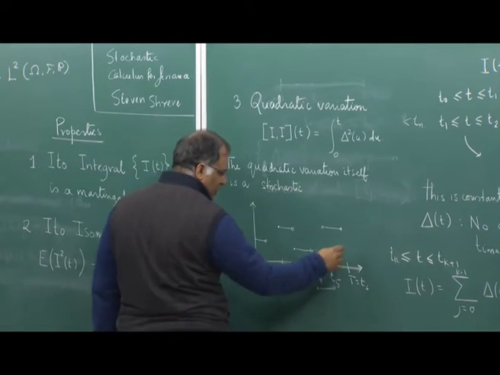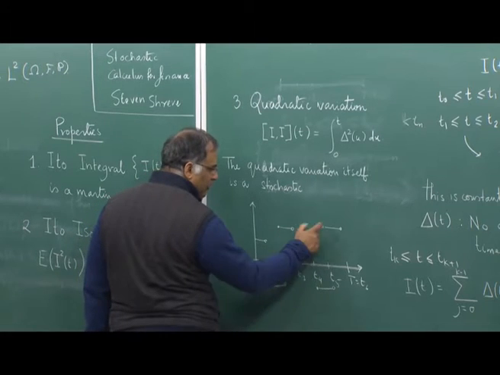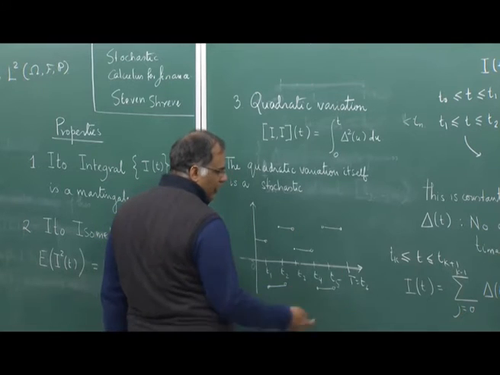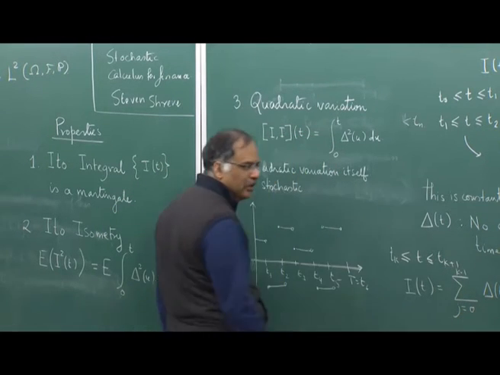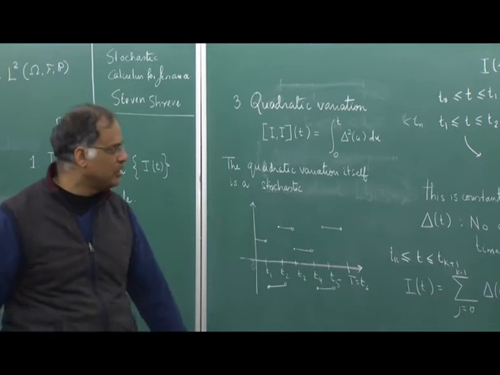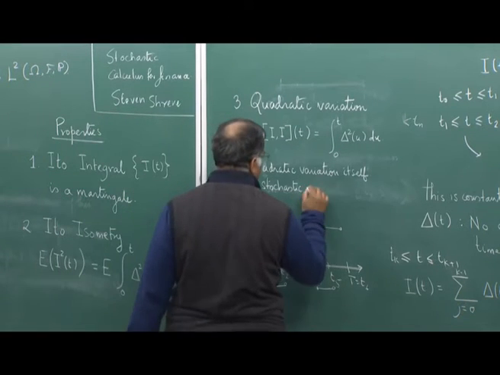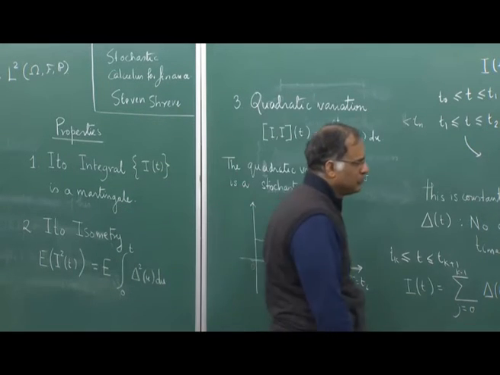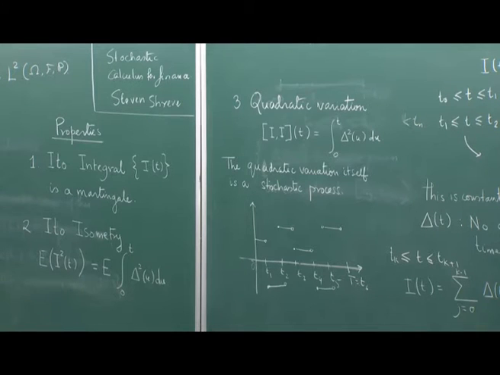So the intervals are fixed, and in those intervals it is taking a constant value, but it will depend on the omega. So you change the omega, you will have different values. So that omega will change the value of it, making it a stochastic process. Similarly, this quadratic variation itself is a stochastic process. So this is a very important understanding, that we are essentially generating not numbers, we are at every step generating stochastic processes. This is something very important that we have to keep in mind.